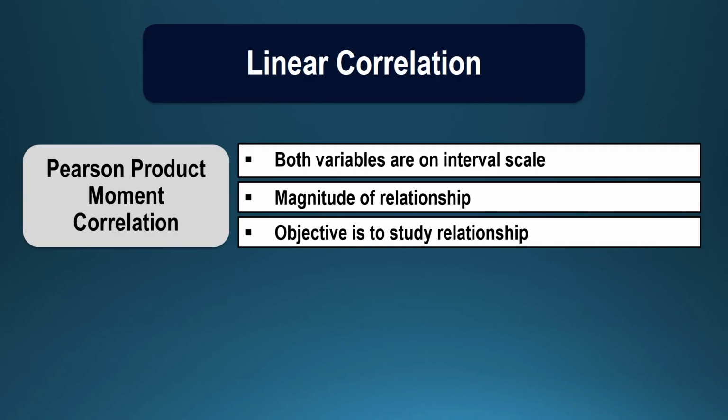So when your purpose is to determine the relationship between two variables which are available on the interval scale, then Pearson product moment correlation can be worked out. In the next part of the program, we'll try to understand the normal probability curve.